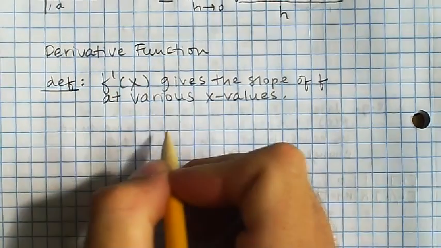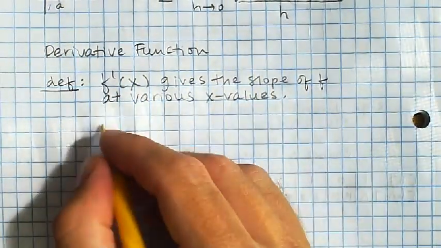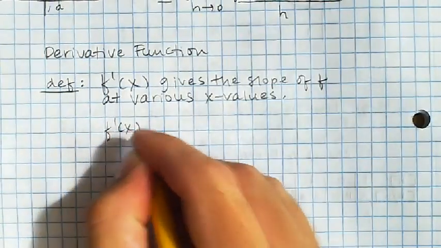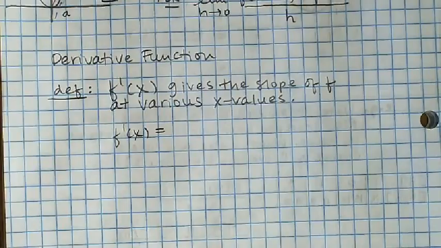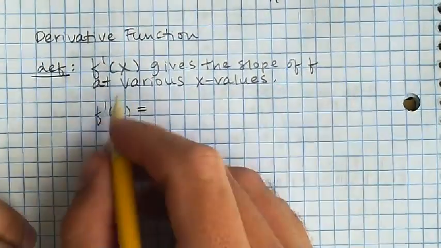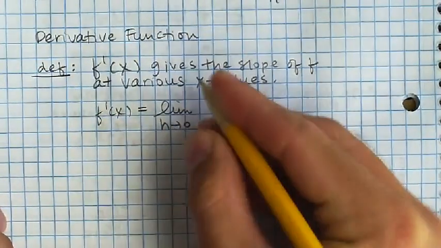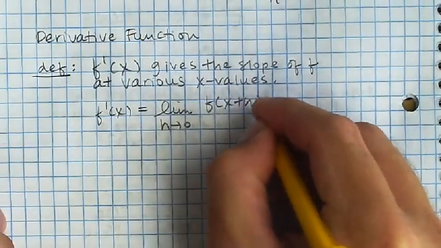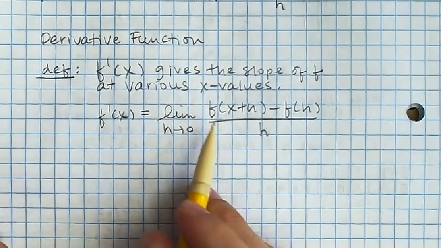Okay, f prime of x gives the slope of f at various x values and is given by, pardon me, I got distracted and kind of lost my place. So we're talking about the derivative function, and the definition of the derivative function is going to be the limit as h approaches 0 of f of x plus h minus f of h divided by h. This limit of rise over run.